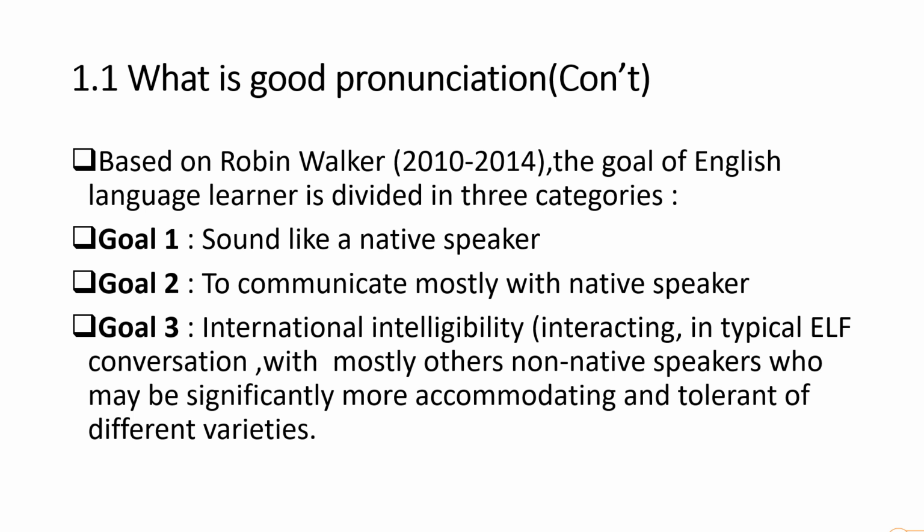Another point is based on Robin Walker, 2010 and 2014, who emphasized that there are three goals of English language learners. The first goal is that the speaker has a clear goal to learn English to be like a native speaker. The second goal is that the learner only wants to communicate with native speakers, which means they learn English to use with native speakers in their business or in their work. And the last goal is called international intelligibility.